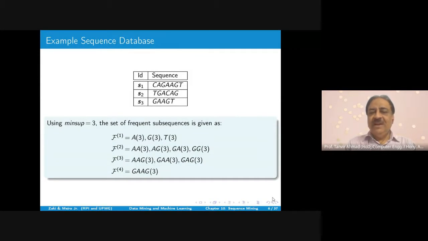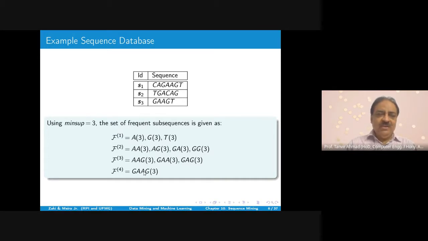How many of them are there? See, just check it out. How many of them are there? It contains 1, 2, 3, 4, 5, 6, 7 and 8. There are only 8 over here also. Therefore, the output which you get from either GSP or using SPADE obviously will be the same.